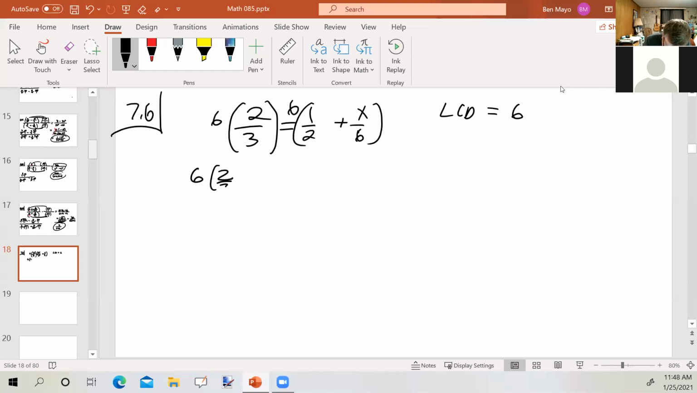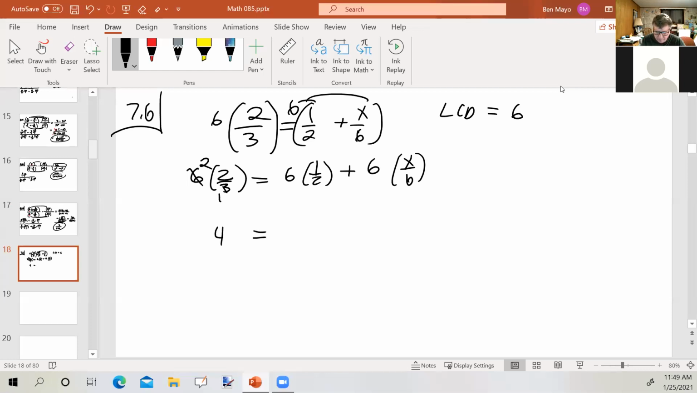6 times 2/3 equals 6 times 1/2 plus 6 times x over 6. So distributing the 6. On the left side, 6 over 3 is 2 over 1, so I have 4 equals. 6 times 1/2 reduces to 3 over 1, so 3 plus x. So I now have created an equivalent equation, but the denominators are gone, and so the fractions are gone as well. All right, so now I'm going to subtract 3 from both sides, x equals 1.